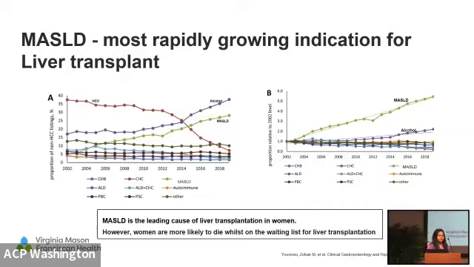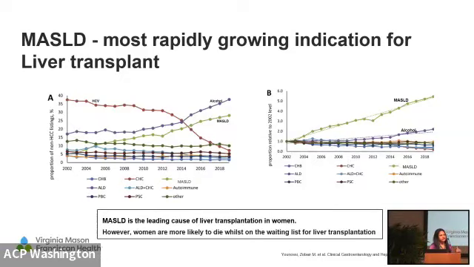It is also the most rapidly growing indication for liver transplant. And if you can see that in this first graph here, hepatitis C used to be the leading cause for people needing transplant. And then in 2012, we had these medications that got approved, which have completely changed the way we treat hepatitis C. And the patients who require a liver transplant with hepatitis C actually came down dramatically.